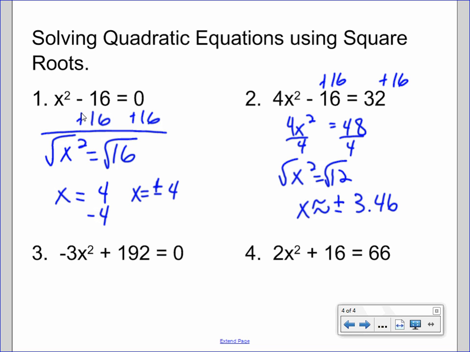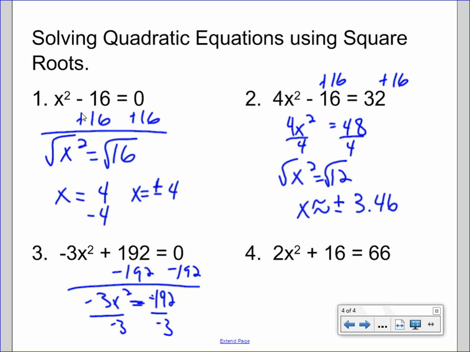Okay, so you should have subtracted 192 from each side, and so you get negative 3x squared equals negative 192. Divide by negative 3, and 192 divided by 3 gives us 64. So x squared equals 64, which tells me that x, after I take the square root, would be positive or negative 8.